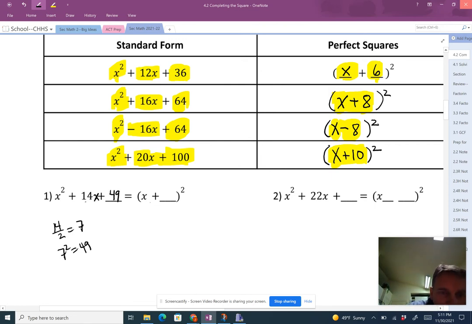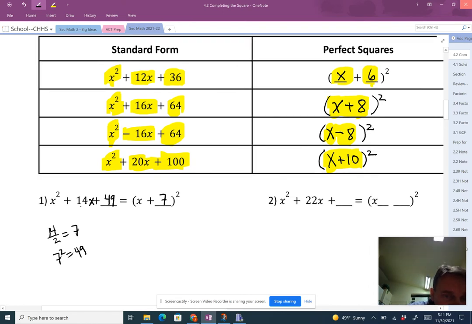But if I want to write it in its factored form, I say, well, half of the 14 is 7, so it's 7 that goes right here. X plus 7 quantity squared is the same as x squared plus 14x plus 49. And this step right here is going to be very important on the other side of this sheet when we start solving using completing the square.